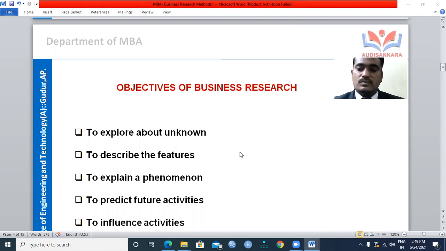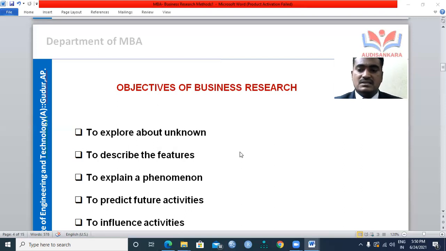So what are the causes behind employee dissatisfaction? What are the reasons behind it? And what makes them feel more dissatisfied in that particular situation, right? When you pose all these questions to a particular problem area, ultimately we can come up with the best possible solution. That is what we call the concept of explaining a phenomenon, and even to predict the future activities also.